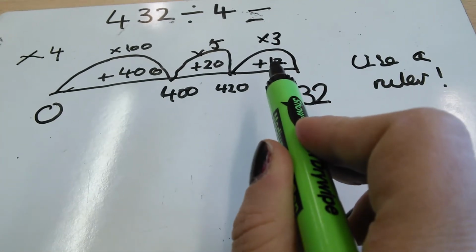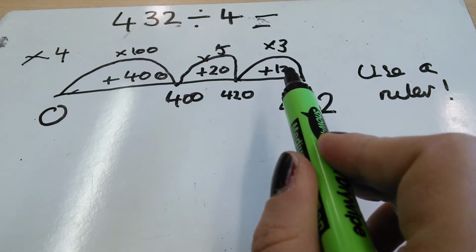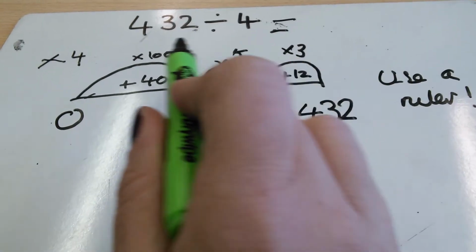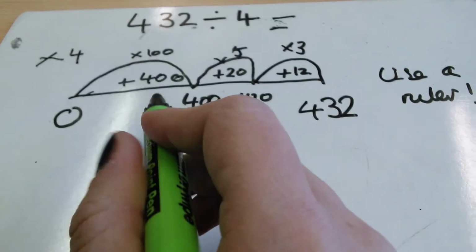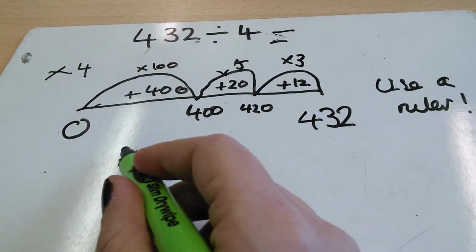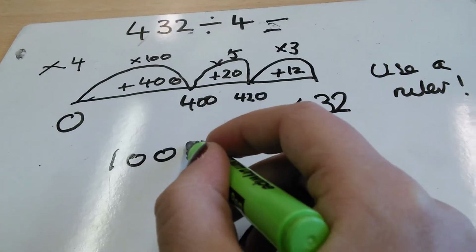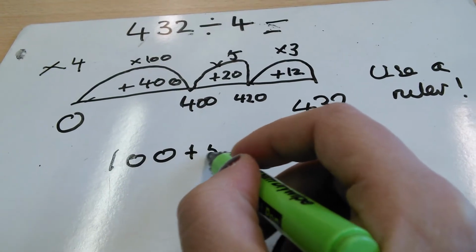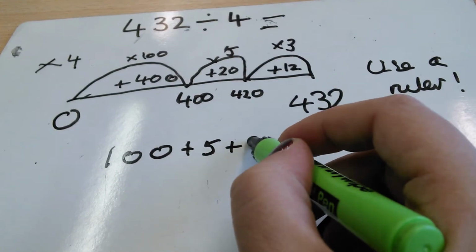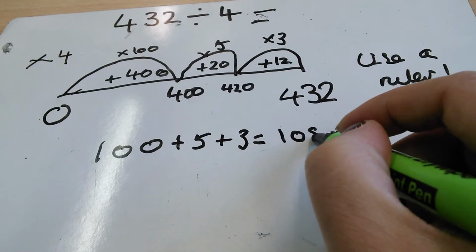Okay, so the next step, we've got to our dividend there, and we've made sure we've gone along in multiples of 4 all along the way, because I know that 400 is a multiple of 4, 20 is a multiple of 4, 12 is a multiple of 4. So now we just need to find out how many lots of 4 there were altogether. There were 100, and then 5 more lots of 4s, and then 3 more lots of 4s. So that is 108 lots of 4s.